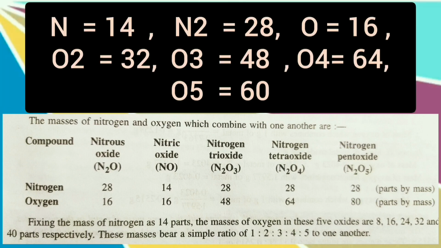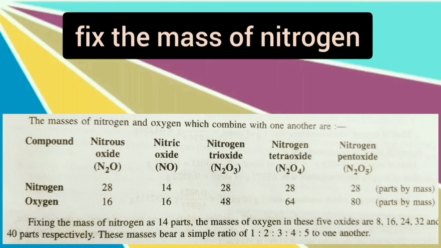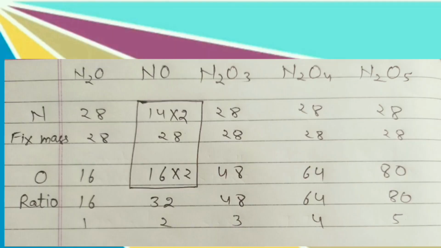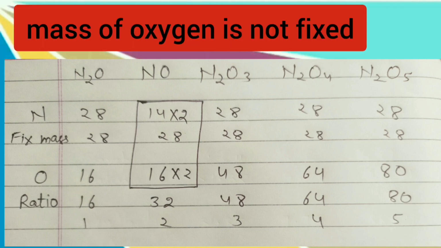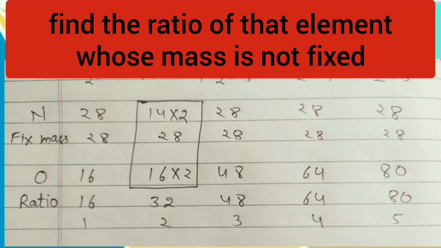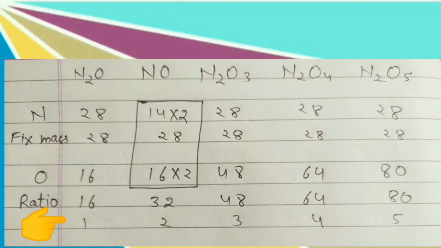Then select any one element, maybe nitrogen, maybe oxygen, and fix the mass of that element. In this case, I am going to fix the mass of nitrogen. Then equalize the mass of nitrogen in all the compounds, and then calculate or observe the ratio of masses of the oxygen in all the compounds. Then we get that the ratio is very simple: 1, 2, 3, 4, 5 to one another.